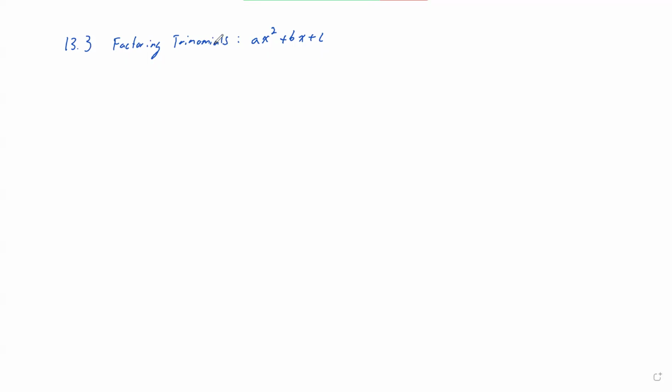So it's very similar to what we just did. The only thing I'm going to add is one rule, or maybe a couple of rules there at the end, but it's pretty much the same. All right, so let's start off with a review of what we just saw.